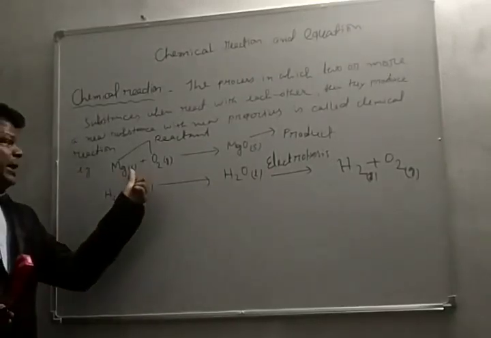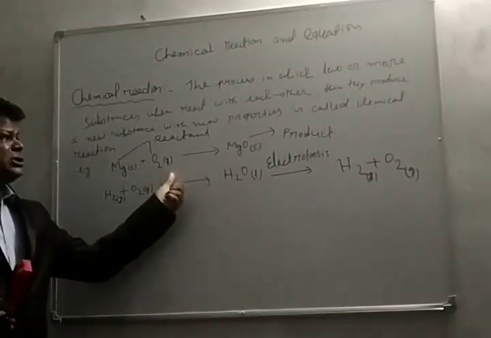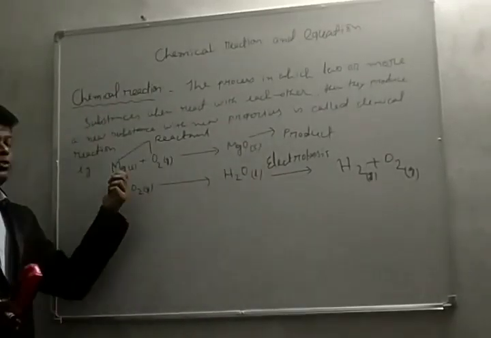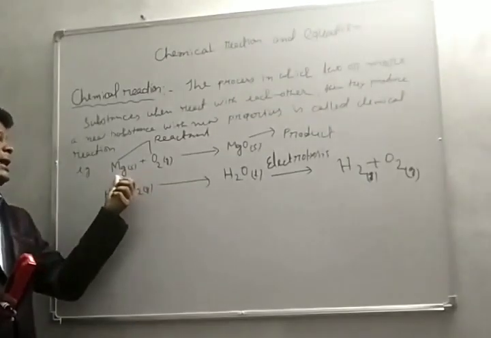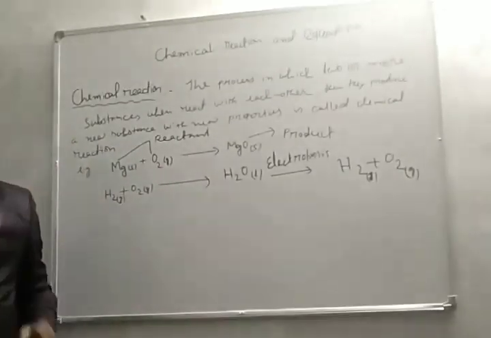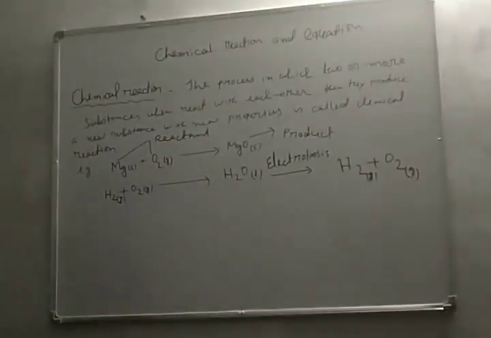Say you are burning a magnesium ribbon in the presence of oxygen, and it will produce magnesium oxide. The product cannot be brought back to its original form, like magnesium metal and oxygen. Only in some particular cases can we bring it back, by using some chemical process. So this is a chemical reaction.